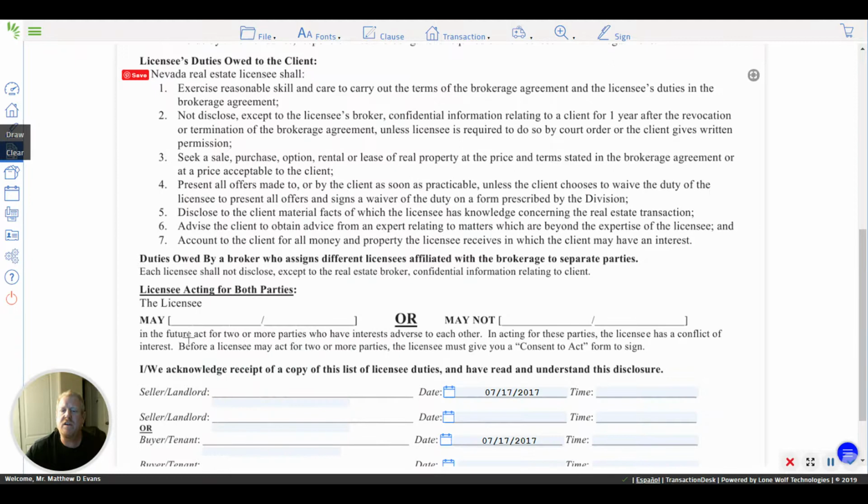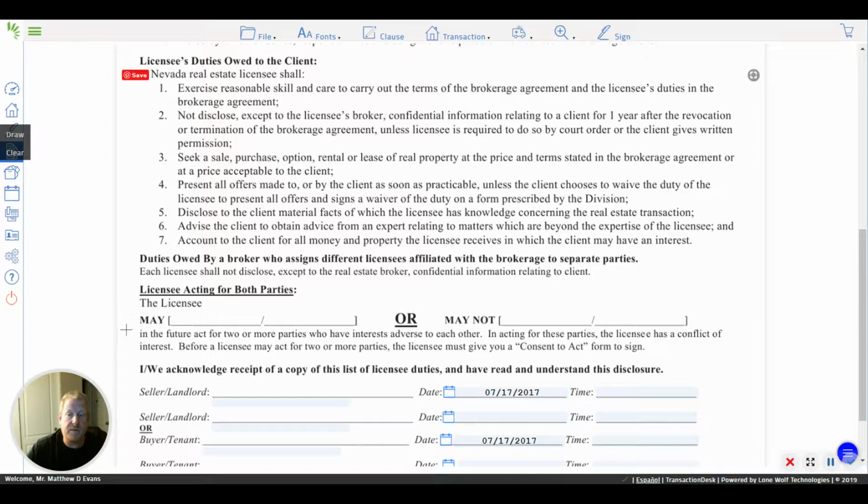The last thing is that we're going to account to the client for all the money and property the licensee receives in which the client may have an interest. Basically, this whole form is for me to be upfront, truthful and honest, and work non-fraudulently and honestly with all parties, but you as my client have some duties that go beyond that: disclosure, loyalty, confidentiality, and all those.